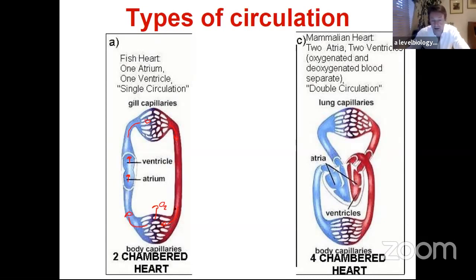So this is a single circulatory system because for every circuit that the blood does through the fish, it does one circuit through the heart. We compare that to a mammalian heart. We've got an atria, we've got a ventricle.